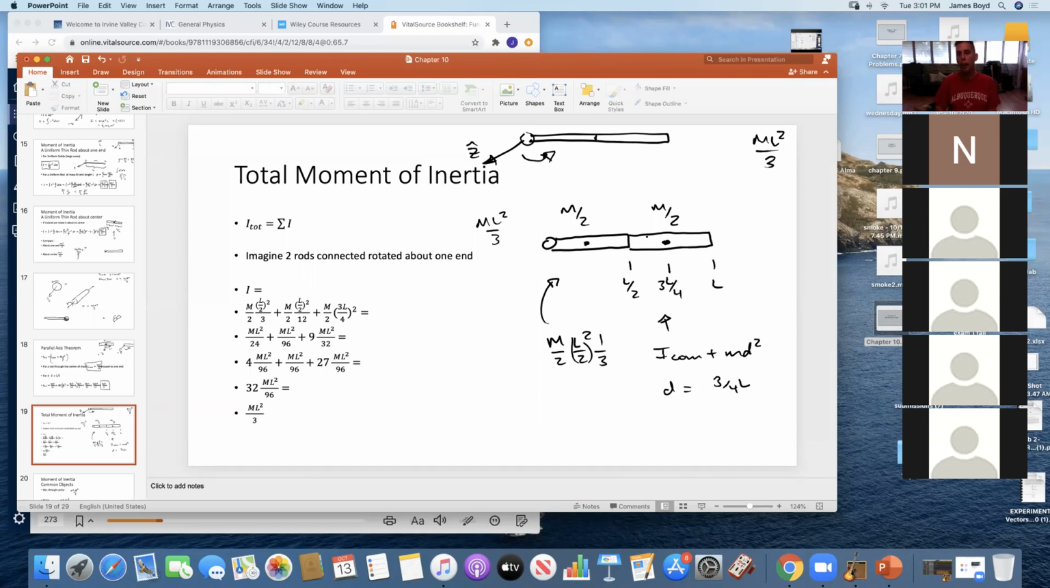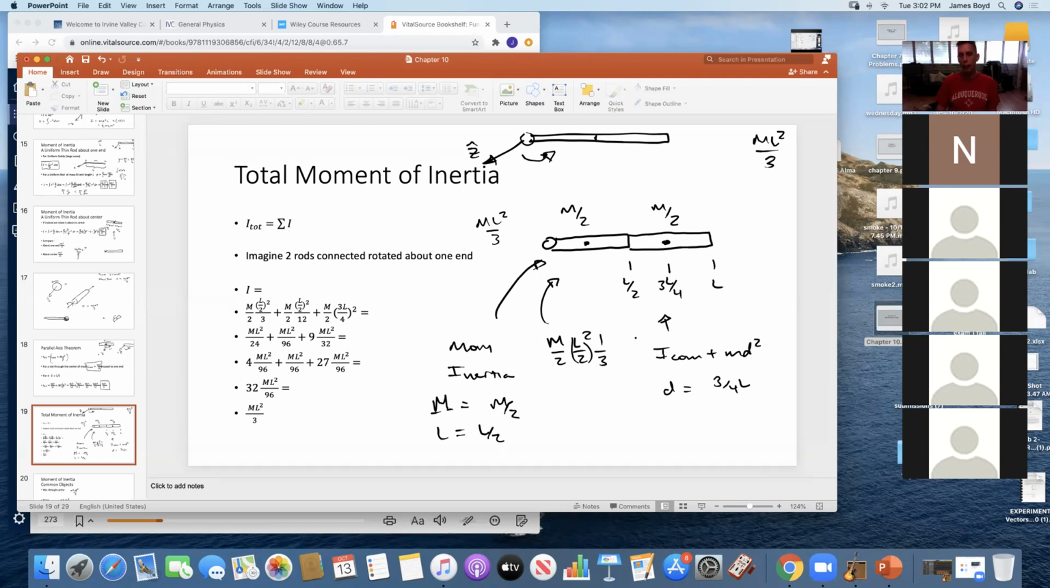For this other rod though, I know its center of mass, and I know that I'm going to move its axis half of the length plus another quarter of the length. That's 3/4 L. So I know that its I center of mass is m over 2 times L over 2 squared over 12. And then this is m over 2 times d squared. And when I do all this tedious algebra, I see that it comes out as ml squared over 3 again, as it should. What I've done here is I took the moment of inertia of the first one as a rod about one end, and I used that the mass was half the mass of the total rod, and that the length was L over 2. For this one, I used the parallel axis theorem.